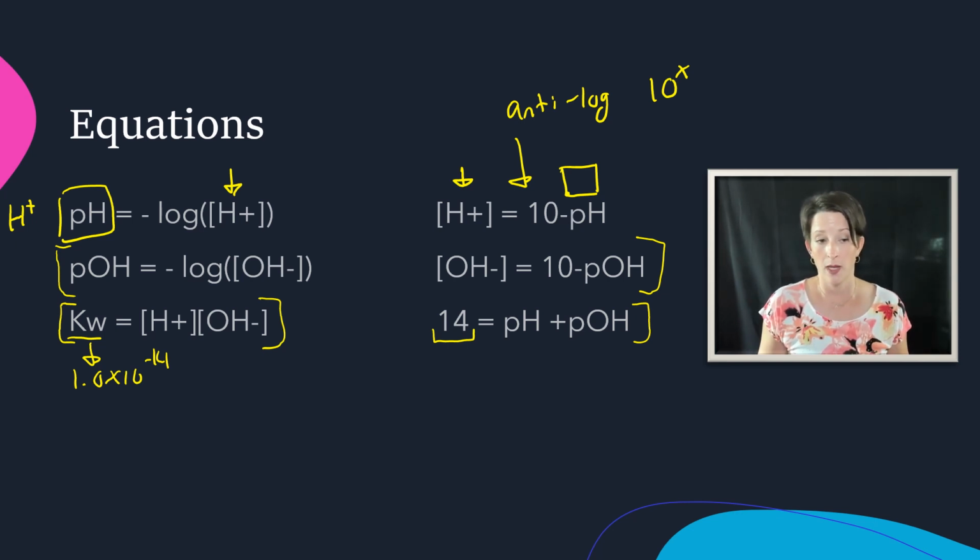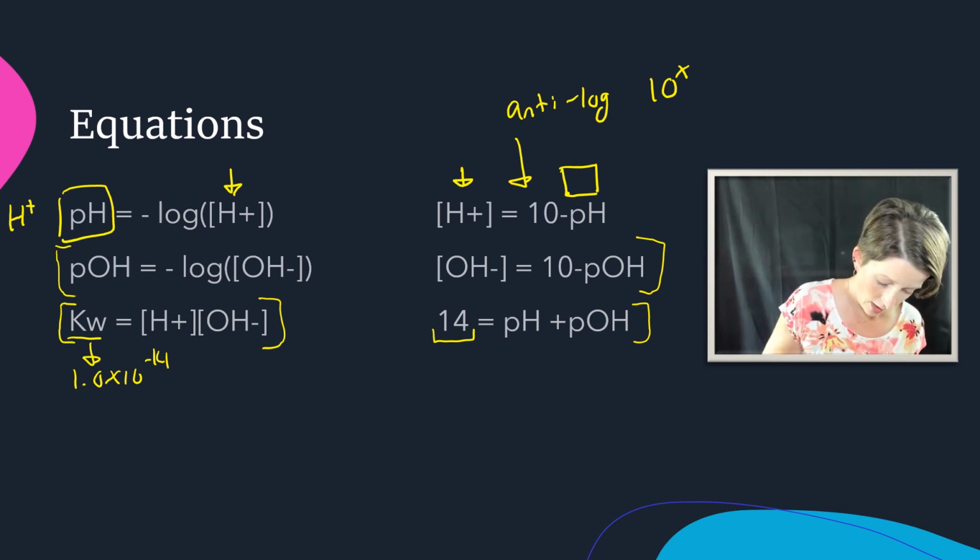So it feels like a lot's going on here, and there really is not. What you should do when you're approaching a problem is make the map. Know what you are looking for and how to get there. So let's say we know the concentration of hydrogen ion.